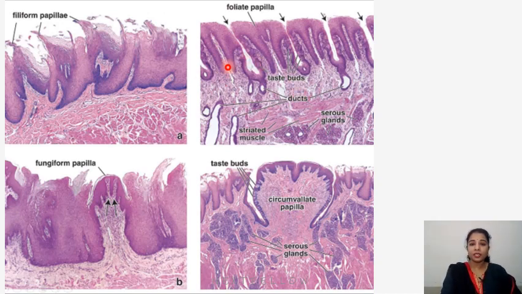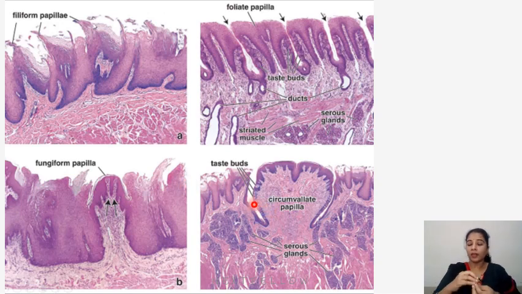And we can see here foliate, which means leaf-like papillae. They are not mainly seen in adults. They are seen in children below 5 years, or more prominently in lower animals like rabbits. These are the foliate papillae which are present on the lateral side of the tongue. Fungiform, the upper part is broader and the lower part is narrow, and the upper broader part contains the taste buds. Such papillae are called fungiform.